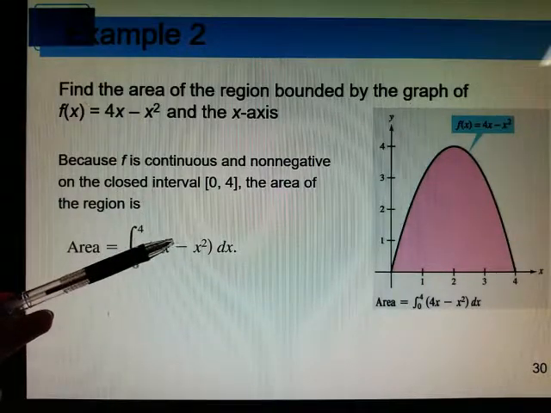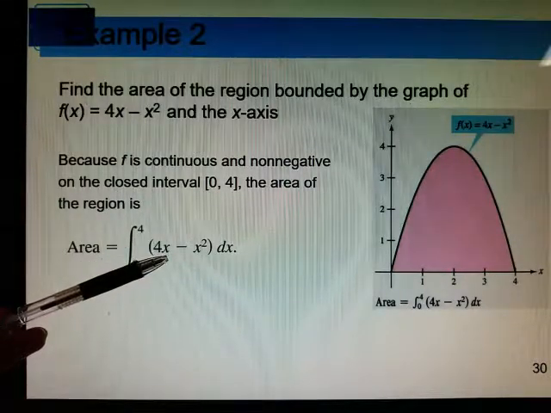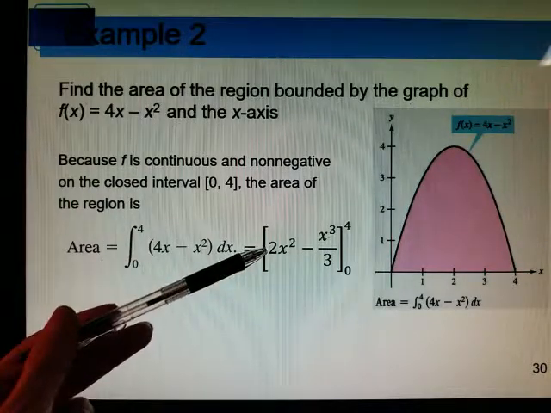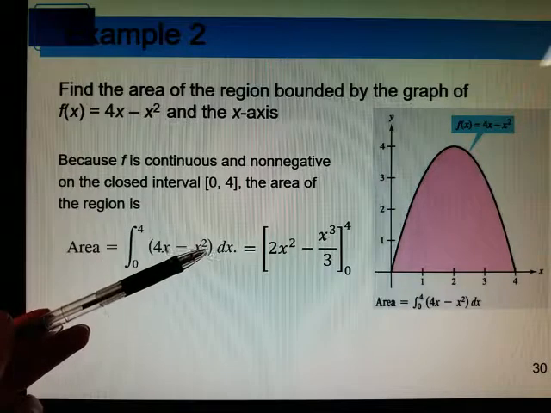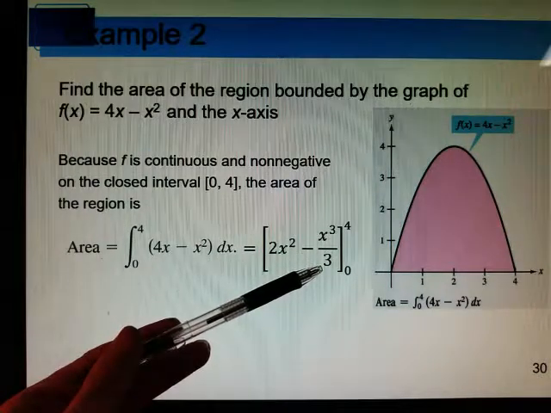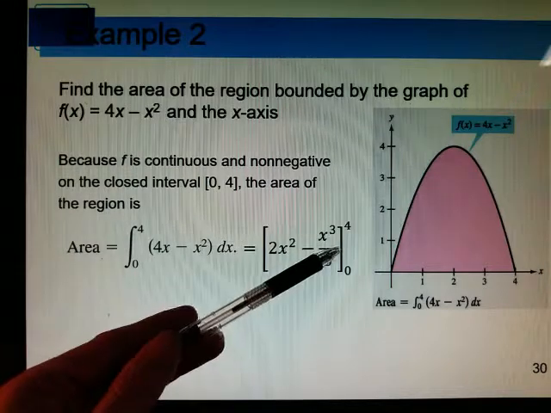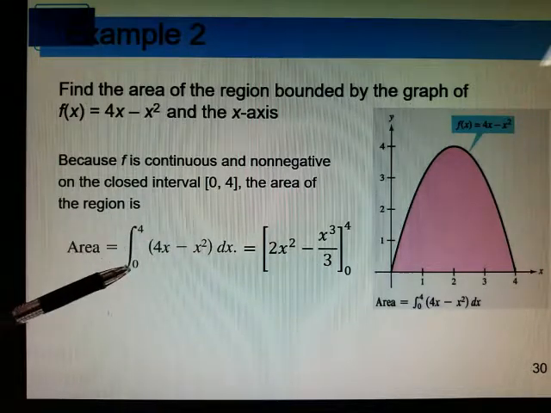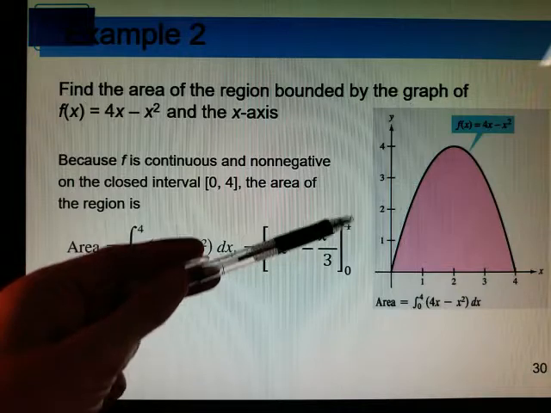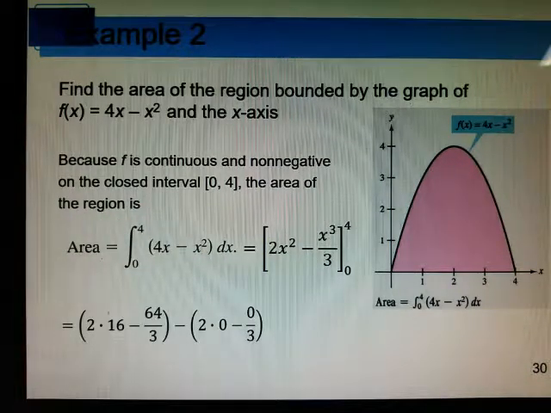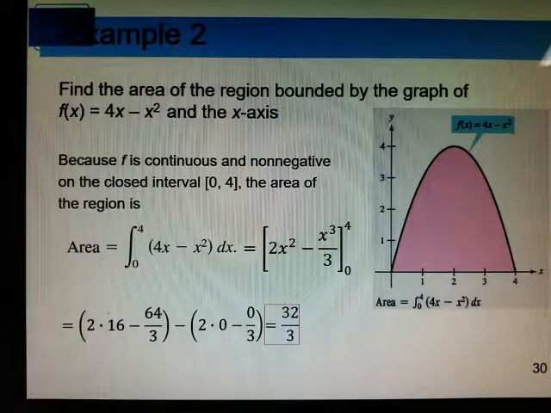This is x to the 1. So add 1 to that exponent, it's 2, and you divide by the new 2. So 4 divided by 2 gave me that 2. Then add 1 to that, that's 3, and divide by the new 3. And then remember, after you integrate, you do the brackets, plug in the top number minus the bottom number, and the numbers go out here now. Now I plug in 4 minus when I plug in 0. And my answer is 32/3.